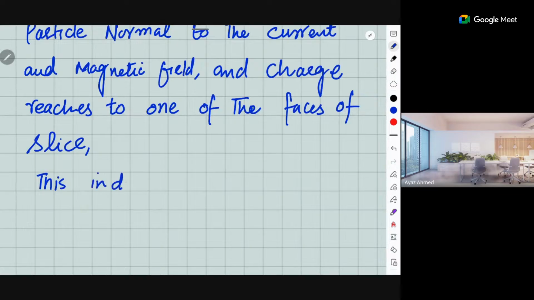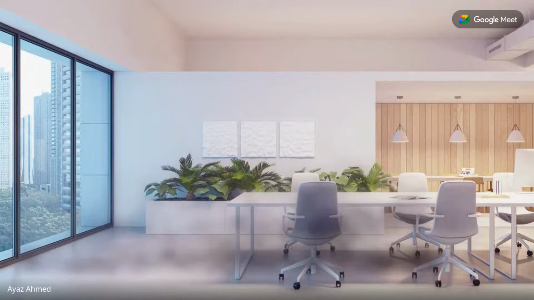This induces, rather I will write one more sentence as an addition: this induces an opposite charge on the opposite face of the slice. Got it? Hence, an electric field is developed between these two faces.